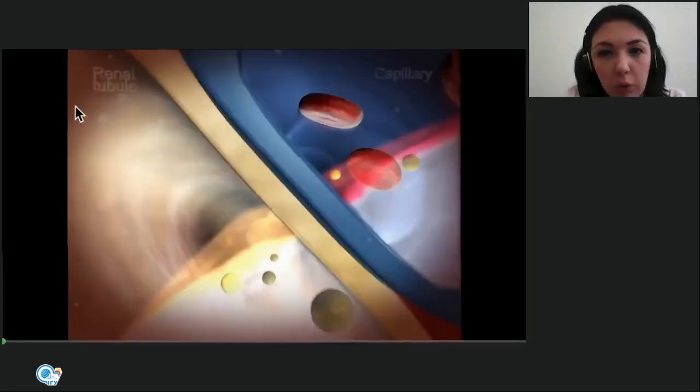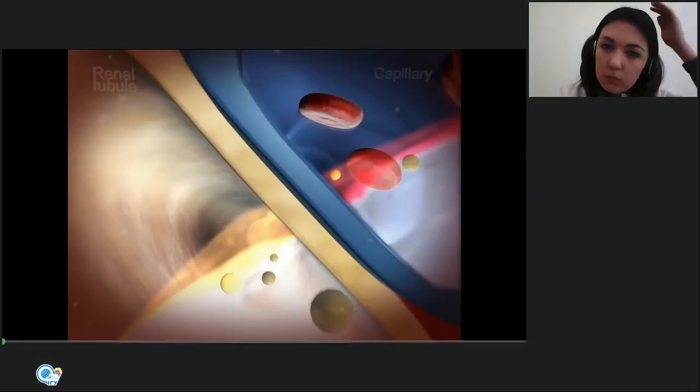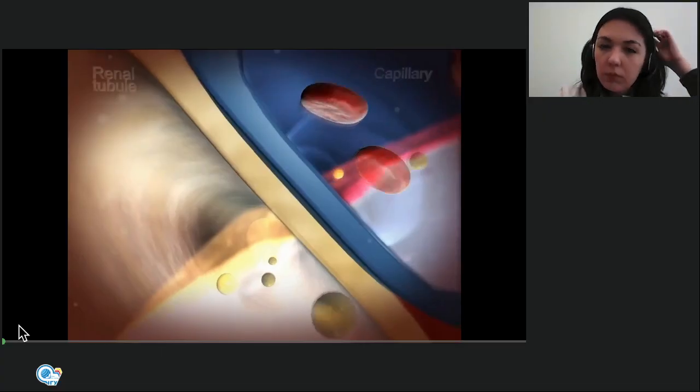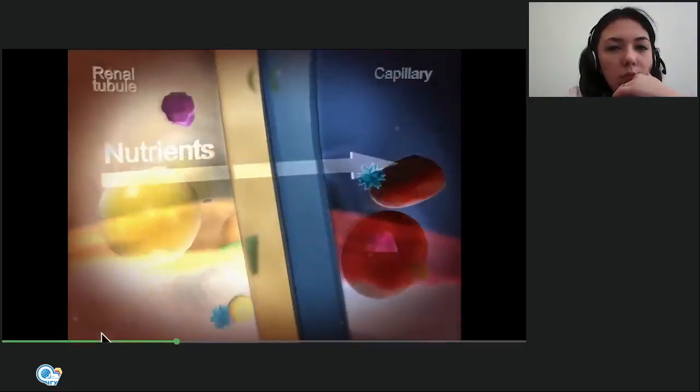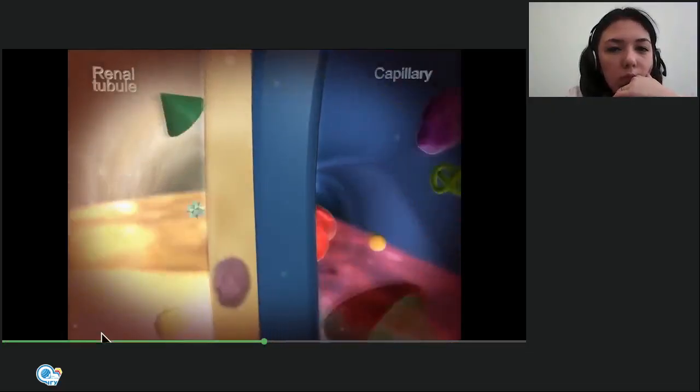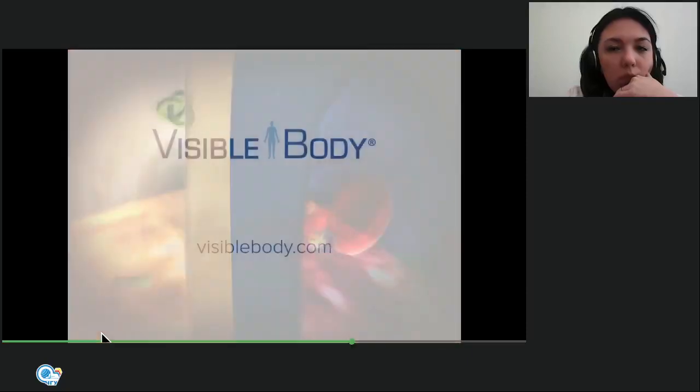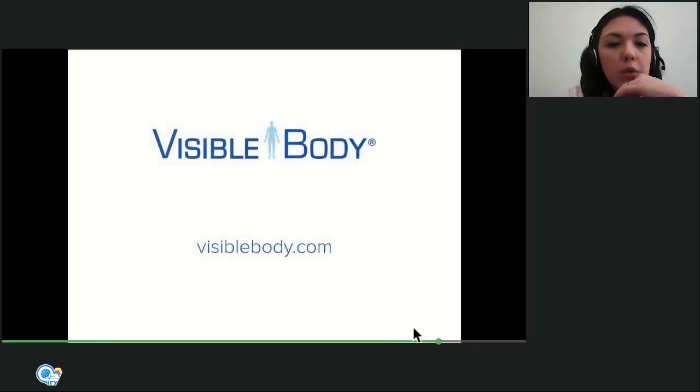Okay, now we'll try to watch a video about reabsorption first. Nutrients pass through the renal tubule back into the capillaries. Here, the body reabsorbs what it needs and creates urine. So that's how it happens.